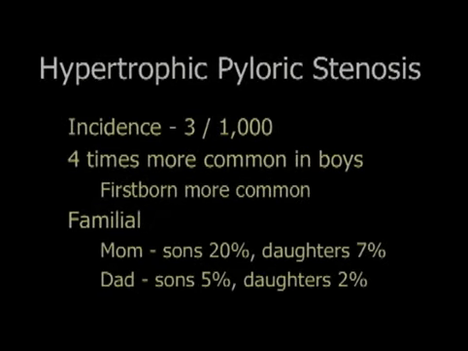Pyloric stenosis is very common. It is 4 times more common in boys. It's always said it's more common in the firstborn, realizing that there are more firstborns than anybody, so everything is more common in firstborns. It does run in families. Interestingly, though it's more common in boys, if your mother had it, you are more likely to have it as a child.